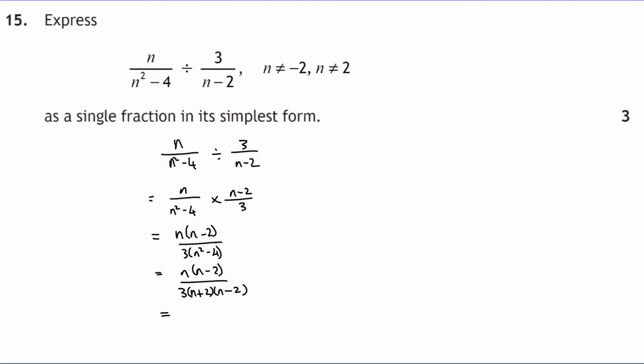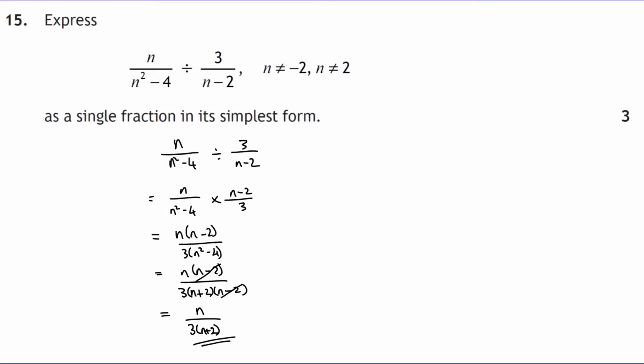Now the reason we do that is we look at the top, the numerator, and the bottom, the denominator. We can cancel this part with this part. The n minus 2 brackets can cancel out. So we've got n over 3 bracket n plus 2 as our final answer there.